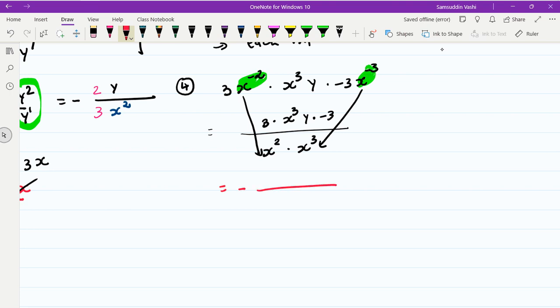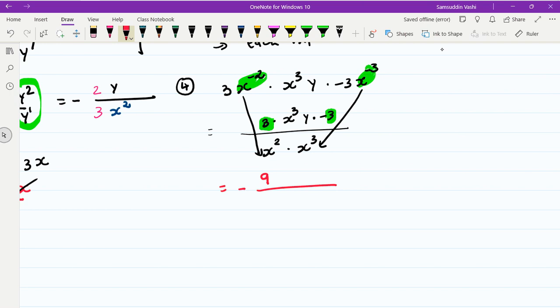Then I'll work with numbers. Whether they're multiplication or division, it doesn't matter. Numbers, what are they? 3 times 3. It's no more negative 3 now, we have already worked with the sign. So it is 9, numerator.